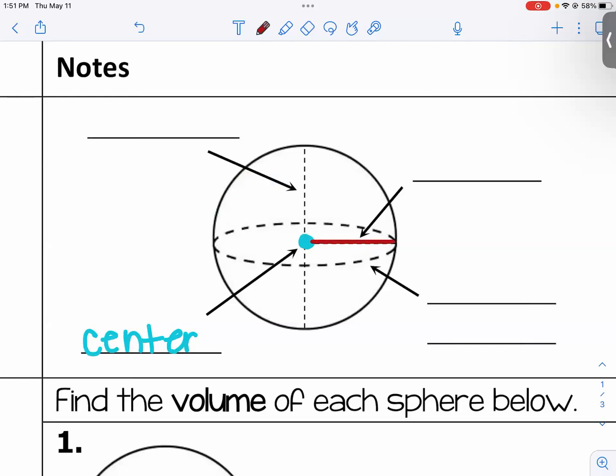What about this red line? Page 40. You guys, I really hate to break your hearts. This is our last set of notes. Yay!